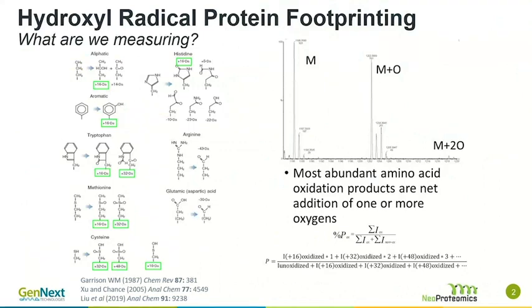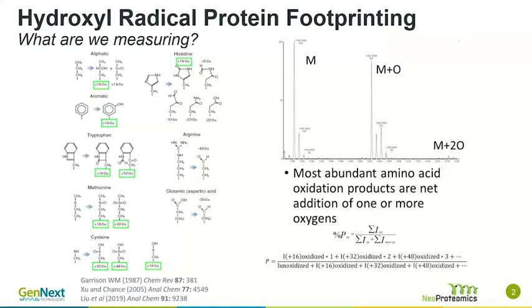Just to give a real brief overview and refresher of what we're talking about when we're talking about hydroxyl radical protein footprinting. The idea of the experiment is to take a protein, expose it to hydroxyl radicals freely diffusing through aqueous solution, and then allow the hydroxyl radicals to react with amino acid side chains in the protein. When the hydroxyl radicals react with the side chain, they form stable oxidation products that we can then measure by mass spectrometry, with the idea being that by measuring these stable oxidation products, we can learn something about the structure of the protein.